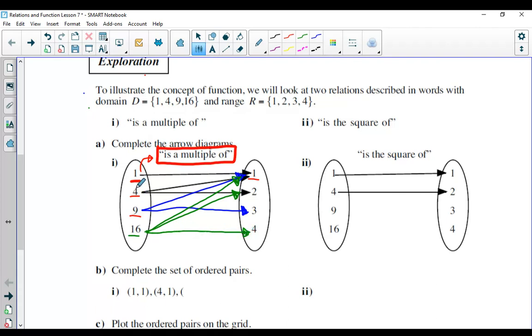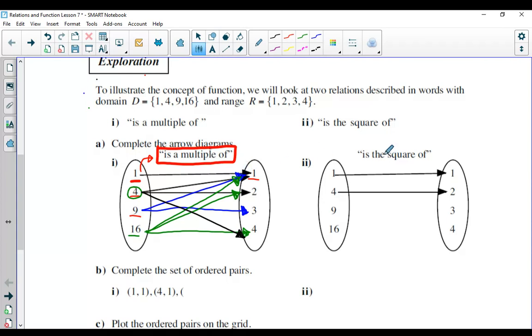And we're actually missing one other one here. 4 is also a multiple of 4. So I'll do a black line. So 4 is a multiple of 1, 4 is a multiple of 2, and 4 is also a multiple of 4. So that's a mapping diagram that shows how these values for the domain or the input are a multiple of the values of the range or the output that we have on the right-hand side here.